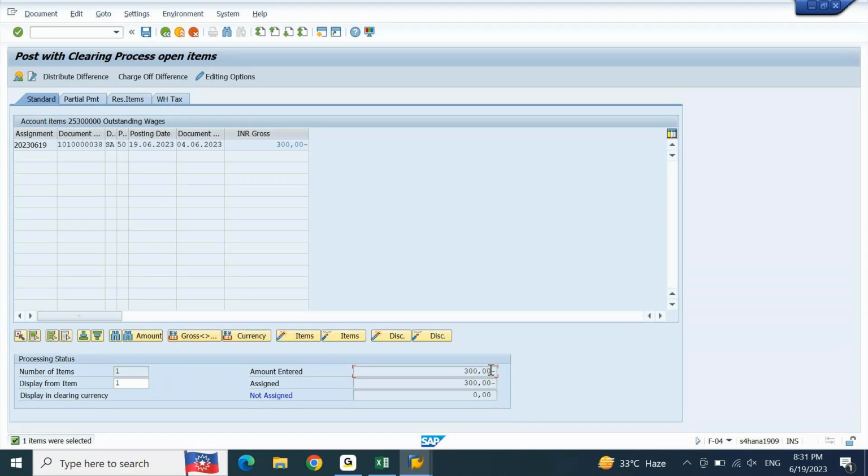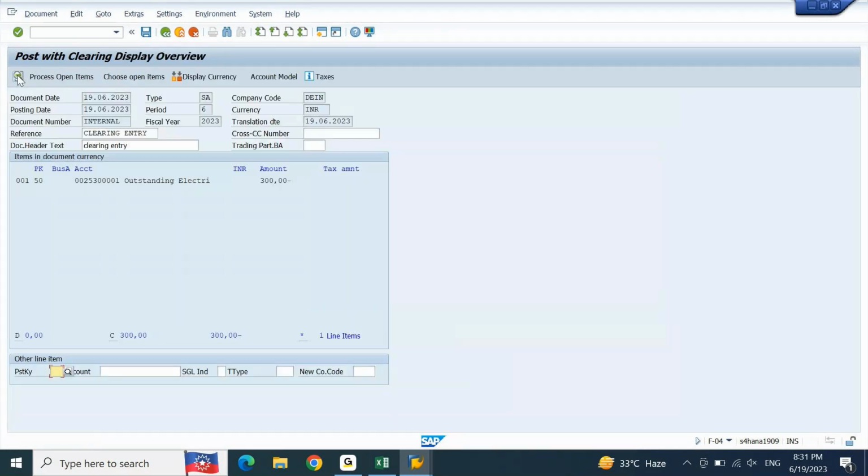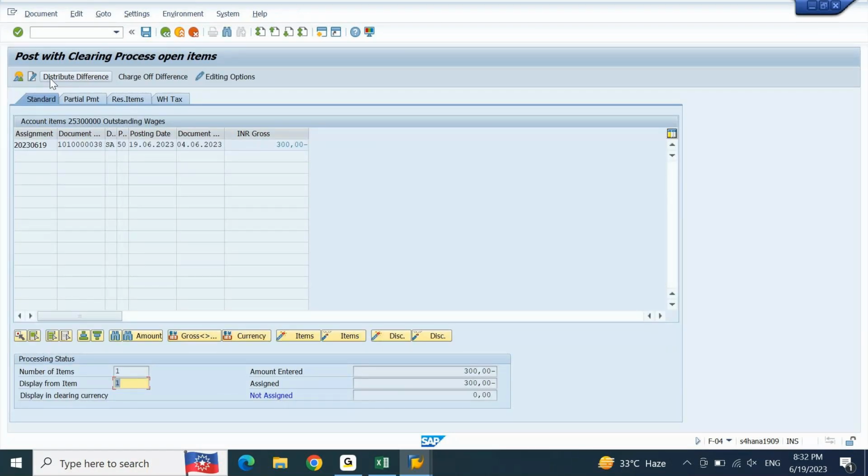What I will do, I'll go to this option, document overview. While posting, what is the posting key you have given? 50. 50 means debit or credit? Credit. 50 means credit. Let me click on process open item again. If you look at the amount entered, what is this amount? 300 or 300 with a minus symbol? Negative 300. Alright, this is a 300 credit balance. Now what is the amount assigned?